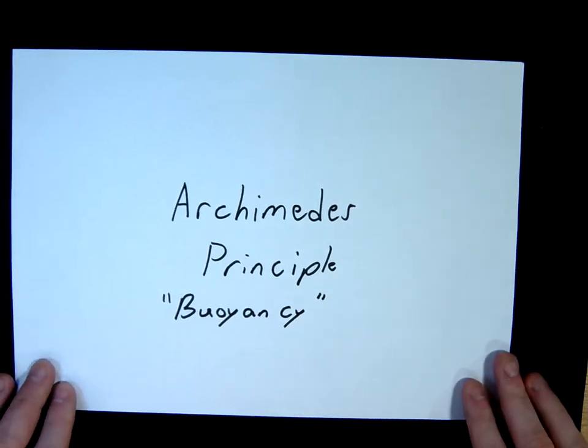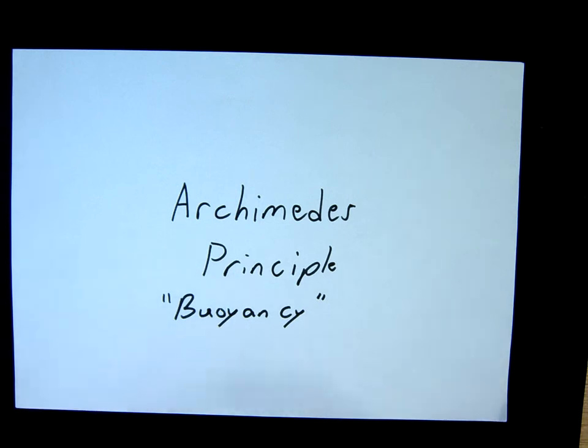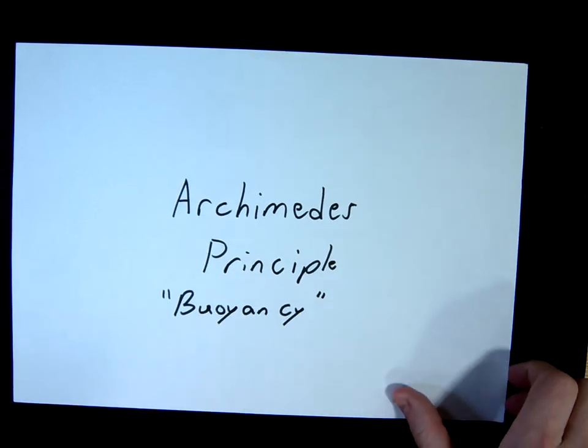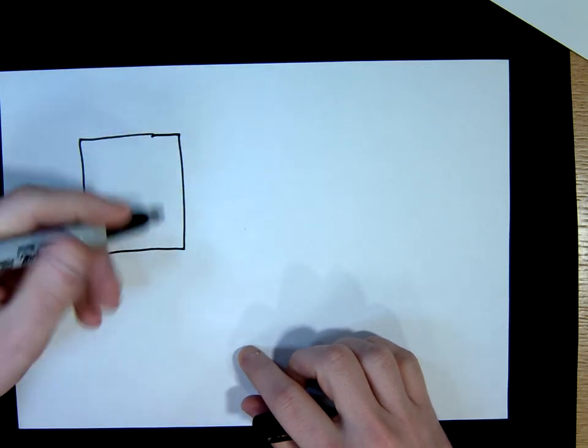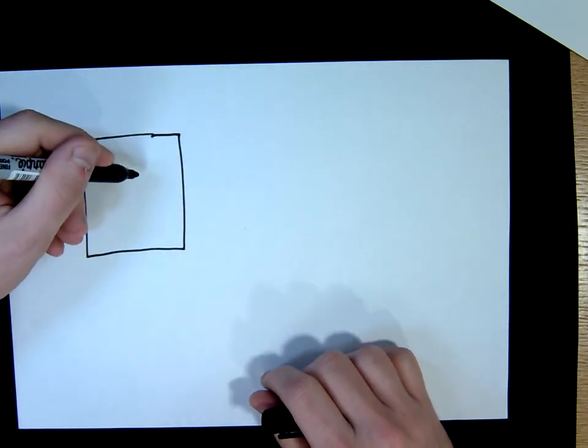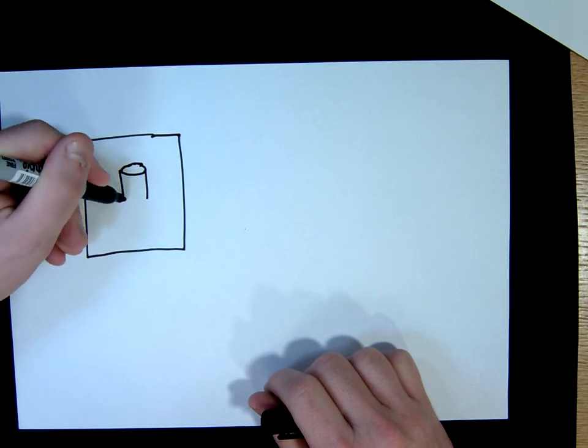Okay, today we're going to be looking at Archimedes' principle, or buoyancy. And I'm going to start this off with a little diagram here. The diagram is going to be of a fluid. Let's say this is a container of some sort of a fluid. It's all filled. And there's an object in here, and I'm going to make the object a little cylinder here.